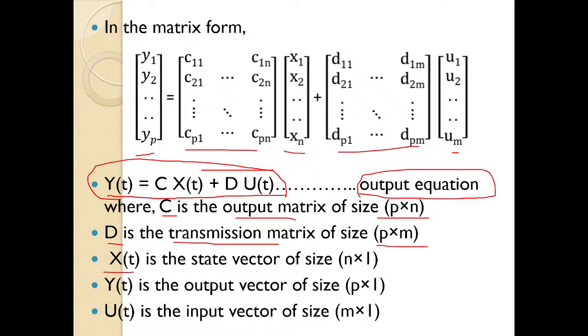X of t is the state vector of size n into 1. Y of t is the output vector of size p into 1. U of t is the input vector of size m into 1.